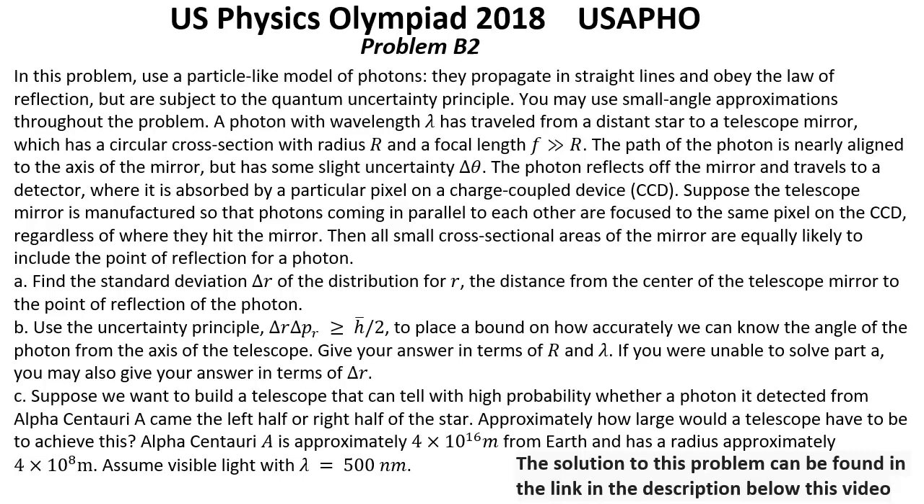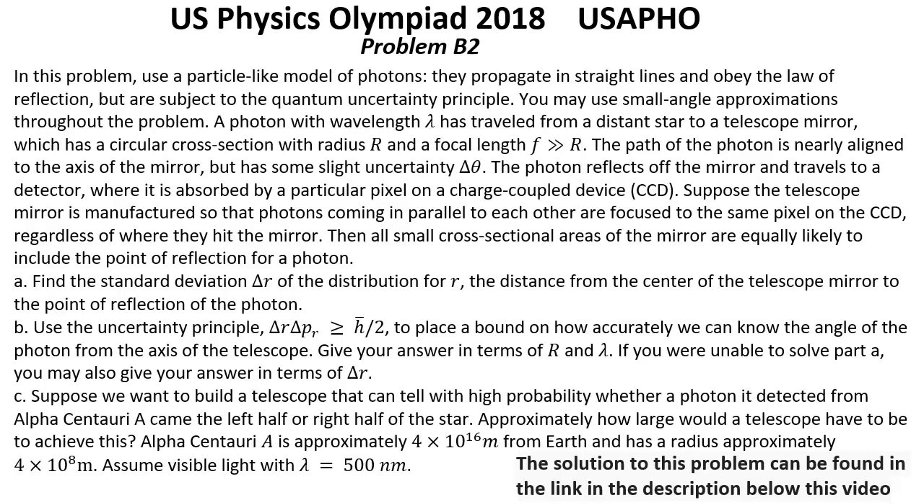A photon with wavelength lambda has traveled from a distant star to a telescope mirror, which has a circular cross-section with radius big R and a focal length f much greater than R. The path of the photon is nearly aligned to the axis of the mirror, but has some slight uncertainty delta theta. The photon reflects off the mirror and travels to a detector where it is absorbed by a particular pixel on a charge-coupled device, CCD.